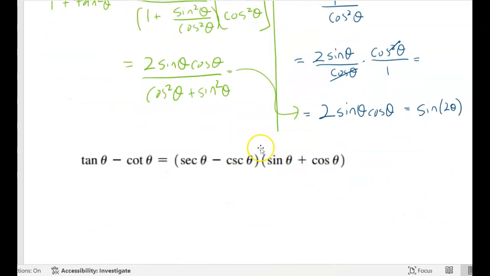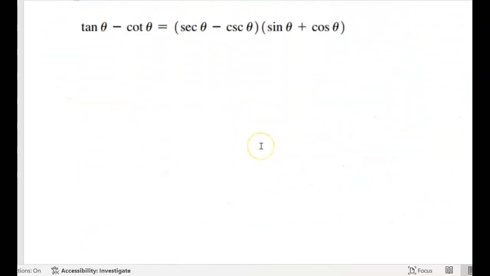All right, let's look at another one. I have to establish this identity, so I'm definitely going to start with the right side. It allows me more options. So again, I think I got sine and cosine here, so most likely I'm going to change these guys to sine and cosine as well. But first, let's do some algebra. I don't think it matters the order.